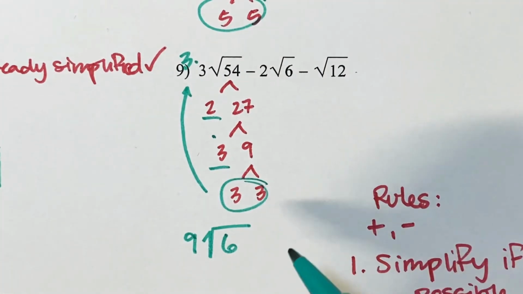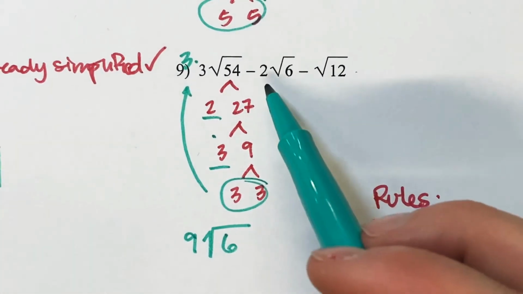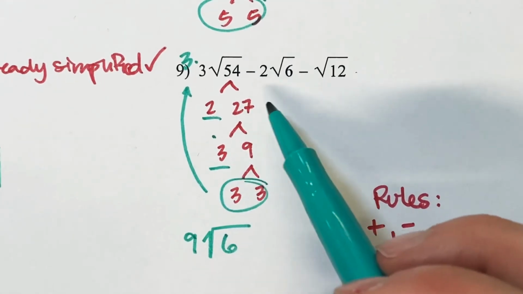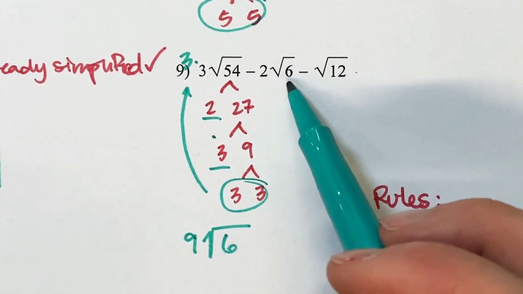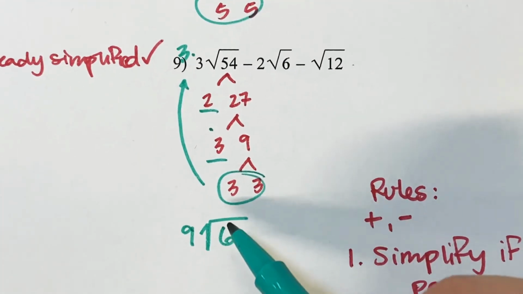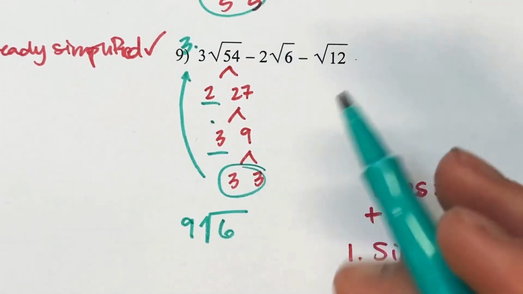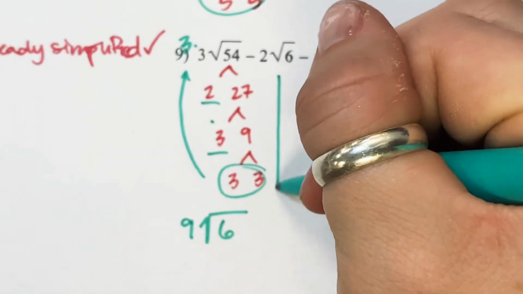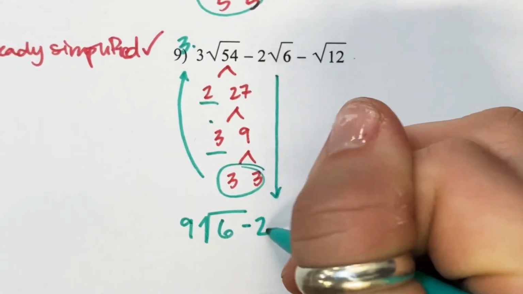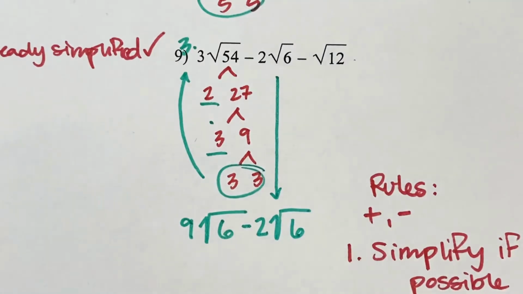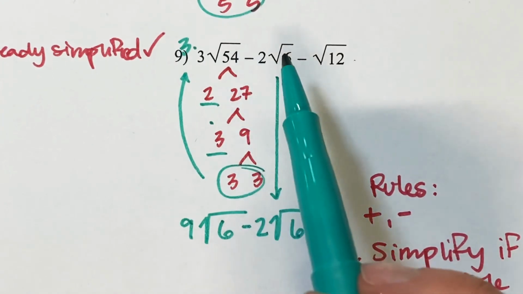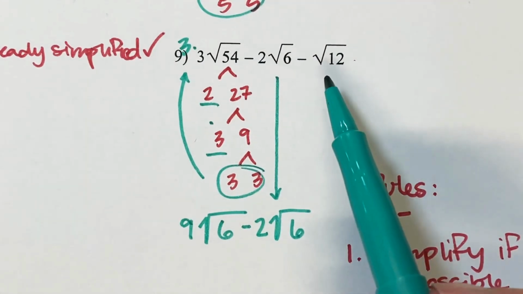Okay, awesome. So let's look at our second one. We simplified our first one. Let's look at our second one. This one's already root 6. Well, we can't simplify this root 6 anymore. So we know we can't simplify this one anymore. So all we got to do is just bring this one down. Okay, so we did the first one, we did the second one. Now let's look at the third one.